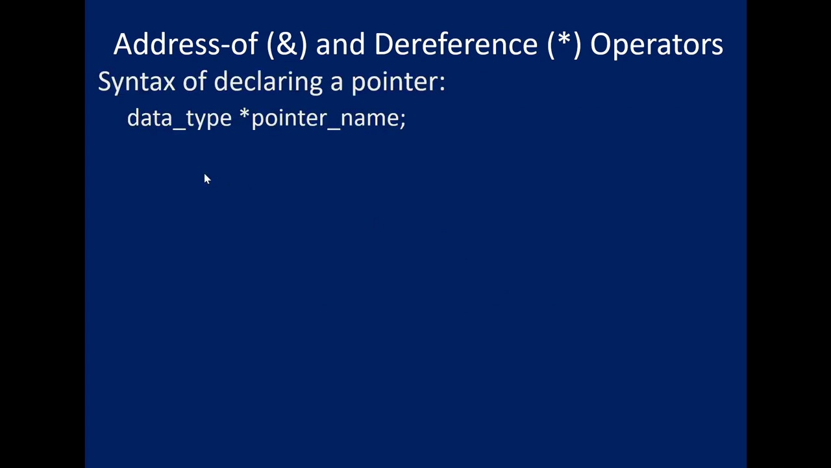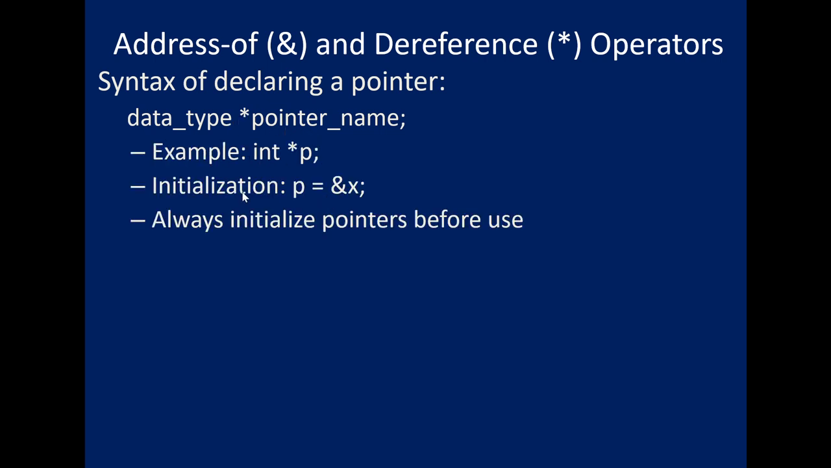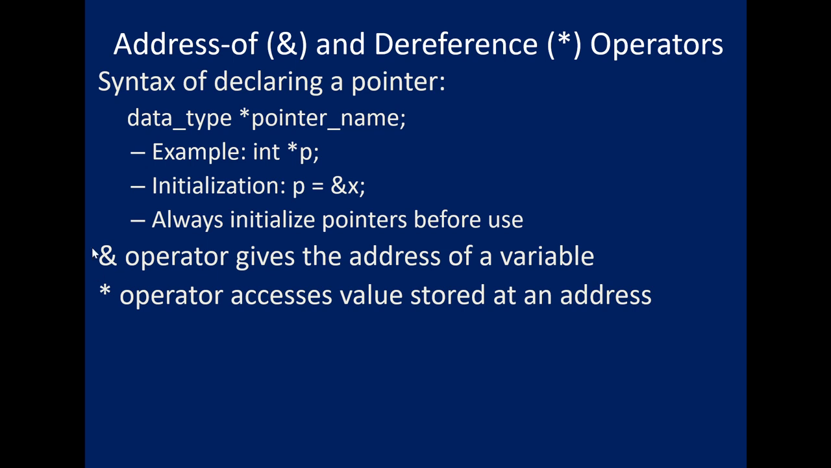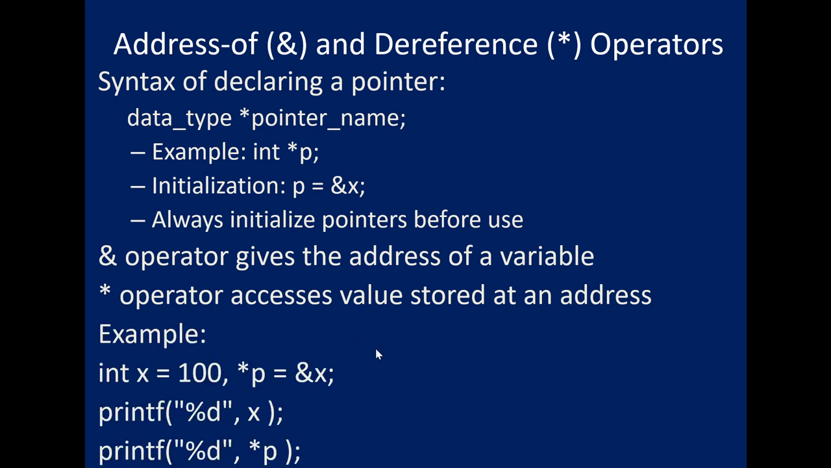The unary operators ampersand and asterisk. The general syntax of declaring a pointer is data type, asterisk, and the pointer name. Thereafter, we will initialize the pointer with the address of an already declared variable. The unary operator ampersand gives you the address of an already declared variable, and the unary operator asterisk, which is a dereferencing operator, lets you access the value that is stored in a particular address.